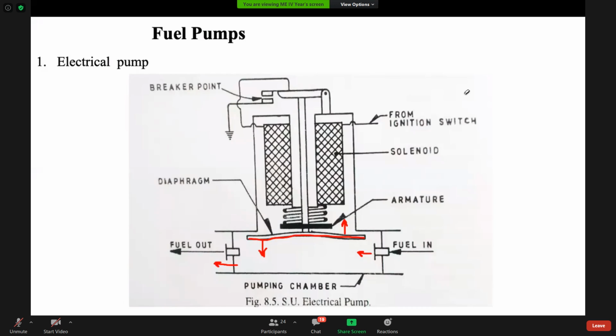So after this pump, we will see the air filter. In the fuel line, we have our pump. The fuel will come from your fuel pump to the carburetor, and air will come from the air filter. Then it will be mixed in your carburetor. So we have seen the pump: the mechanical pump and the electrical pump. Now we will see the working of the air filter.